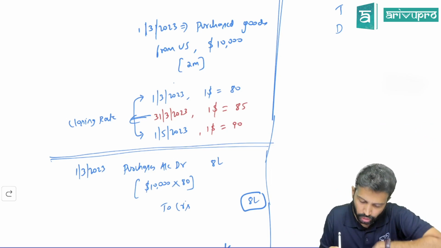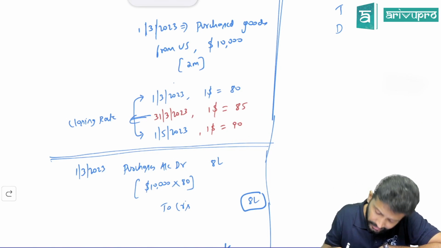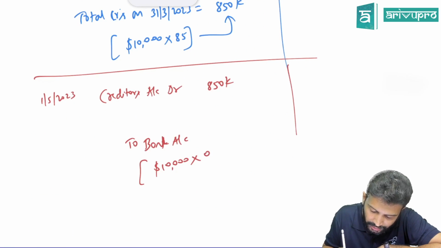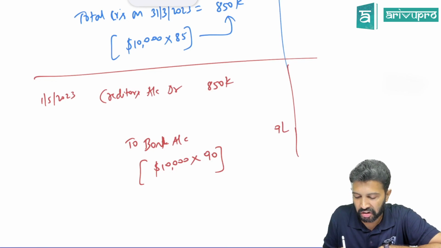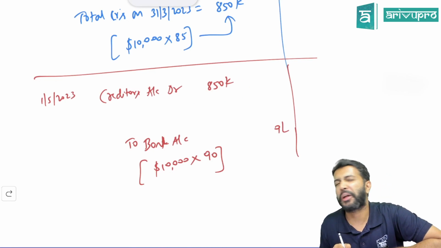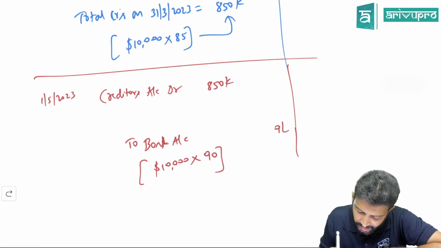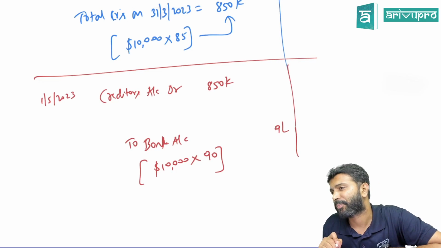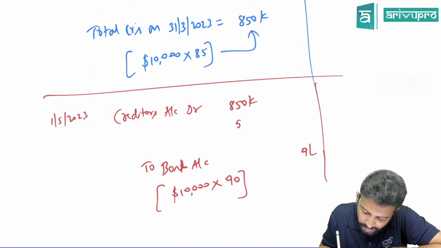So on 1st May, what is the dollar rate? $1 is equal to 90. How many dollars do you need to pay? $10,000. So 10,000 you will multiply by 90. So how much do you need to pay? 9 lakh. Happy or sad face? I thought I will pay 8,50,000, but unfortunately, because of this foreign rate change, I end up paying 9 lakh. So profit or loss? Loss. How much loss? 50,000.